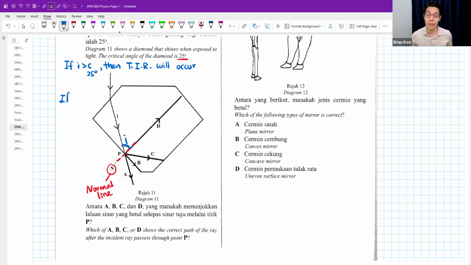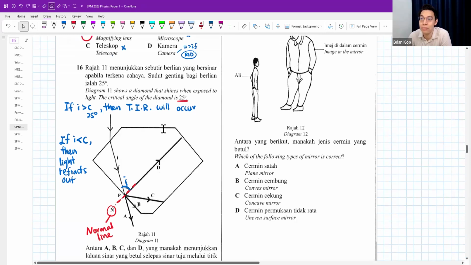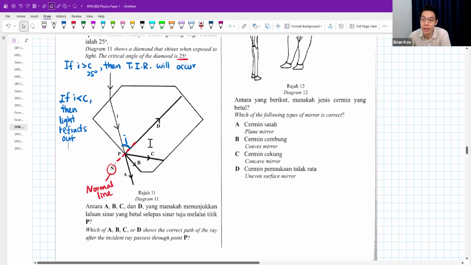But if the incident angle is smaller than the critical angle, then the light ray refracts out of the diamond. So now the question is, we need to think, do we think this angle is bigger or smaller than 25 degrees? Maybe some students will ask me, teacher, should we use a protractor to measure this and all that? I don't think so.